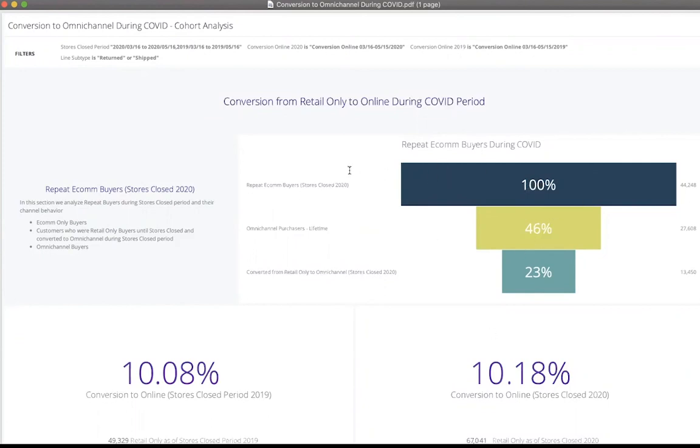So here, this funnel chart shows, of the repeat buyers who shopped online during the store's closed period, 46% of them are now omnichannel purchasers, which means 54% were and continue to be e-com only buyers. And this percentage, 23%, shows how many of them were retail only buyers until COVID started and converted to omnichannel when stores closed. So this is very important to understand how customers have changed from being retail only or single channel customers and became omnichannel purchasers when stores closed.